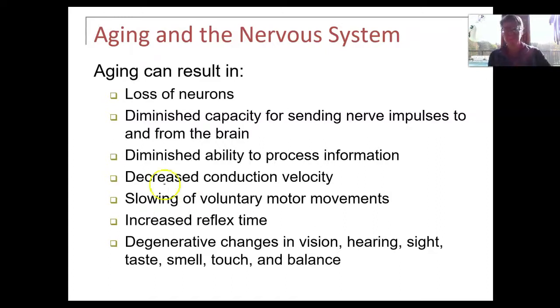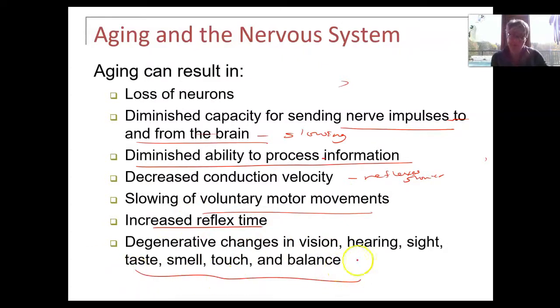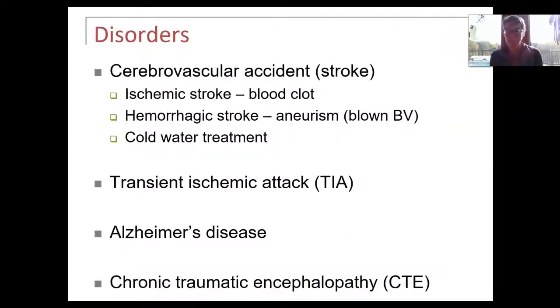So what's happening to my brain and my nervous system when I'm aging? One, my neurons are dying. Two, my nerve impulses going back and forth from the brain are slowing down, right? Diminished capacity. I am not going to be processing things as quickly. My reflexes are slower. Oh, right here, increased reflex time. Slowing of voluntary movements, right? My senses are going to start crapping out. It's just how your body's not meant to live forever.